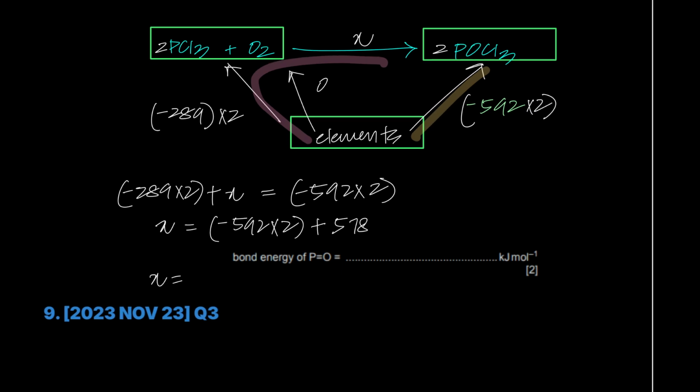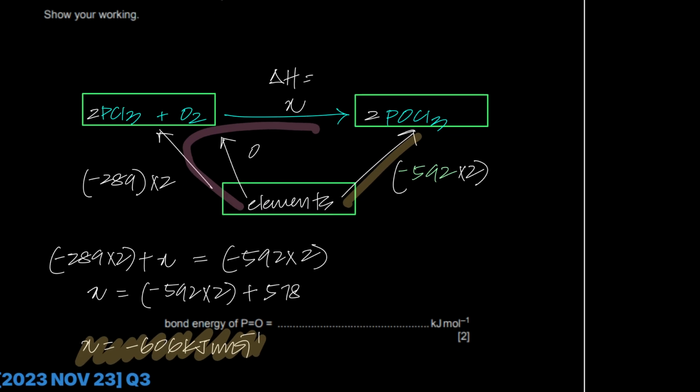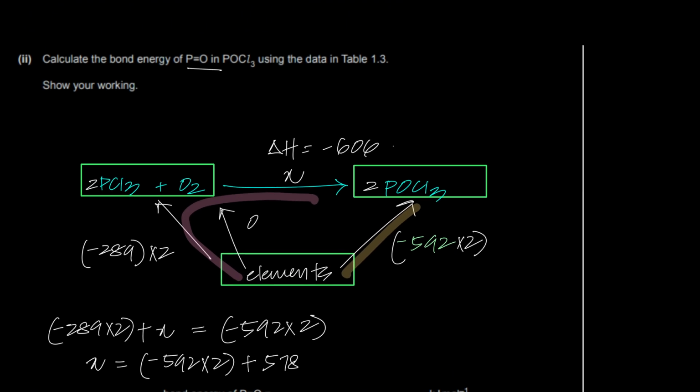Now X equals, can you guys calculate this? Minus 592 times 2, that gives me this, plus 578. I get minus 606 kilojoule per mole. Now this minus 606 kilojoule per mole is the enthalpy change of this particular reaction. I didn't know what this particular reaction's enthalpy change was, but now I've calculated it through Hess cycle. Although this is not the requirement of the question, I've calculated it. It's minus 606 right here.